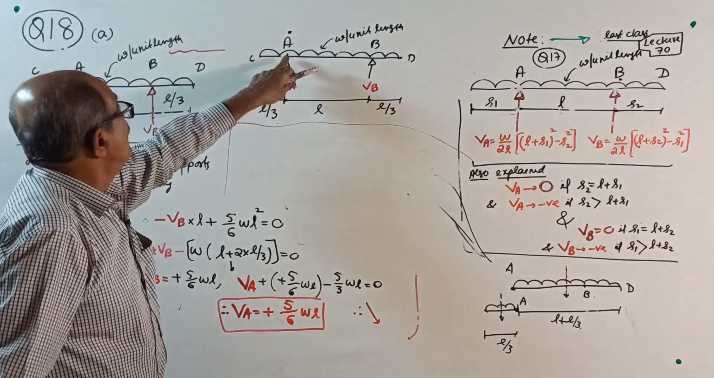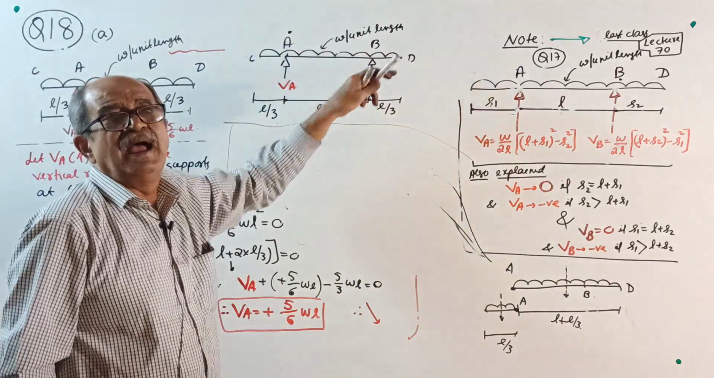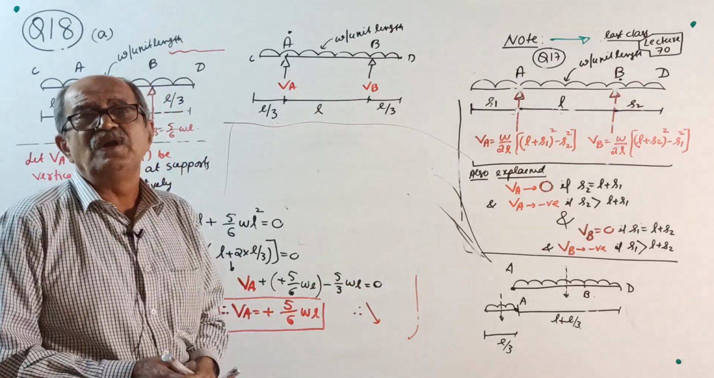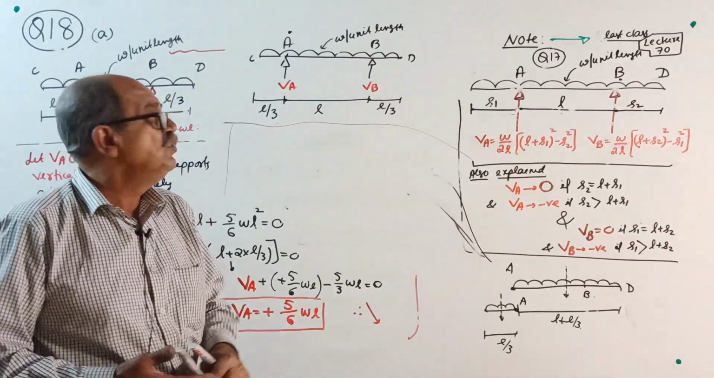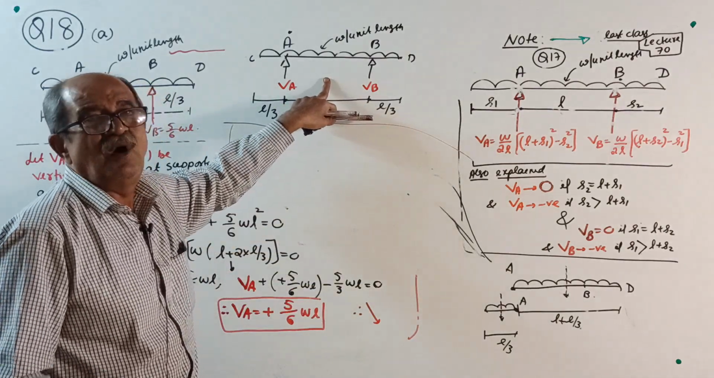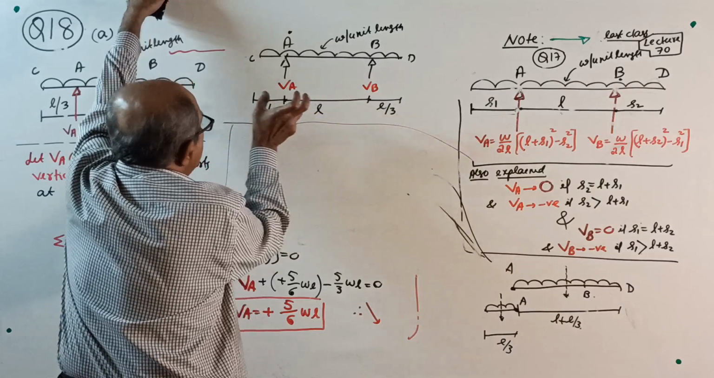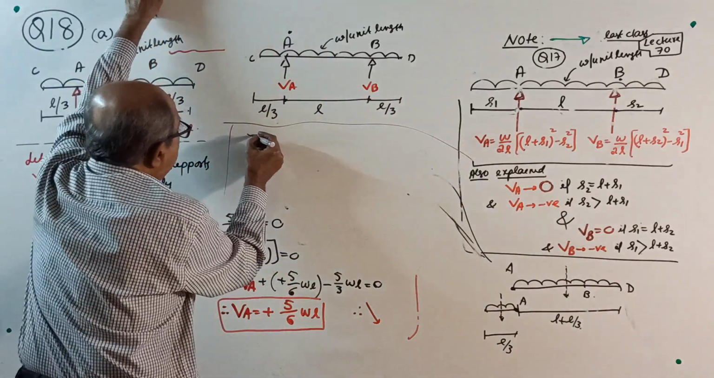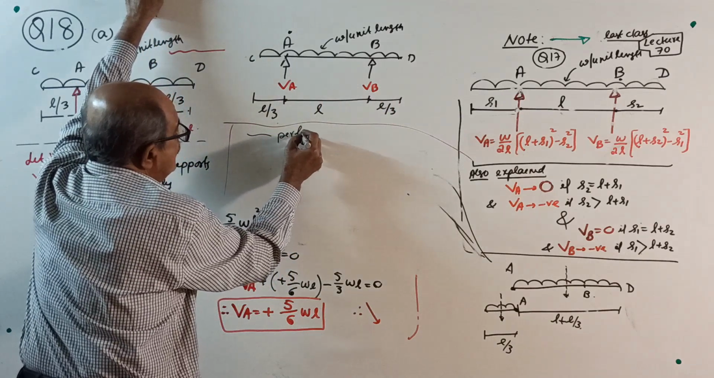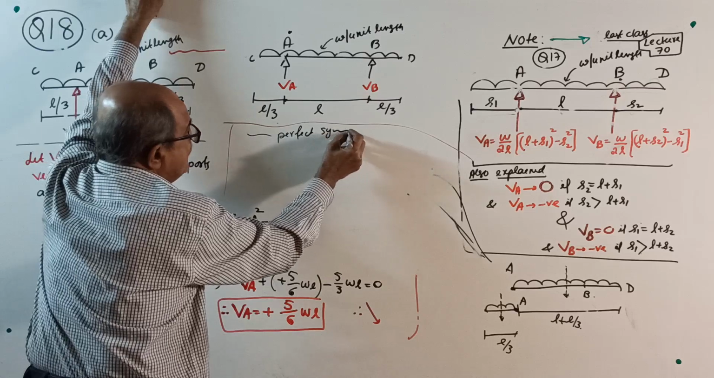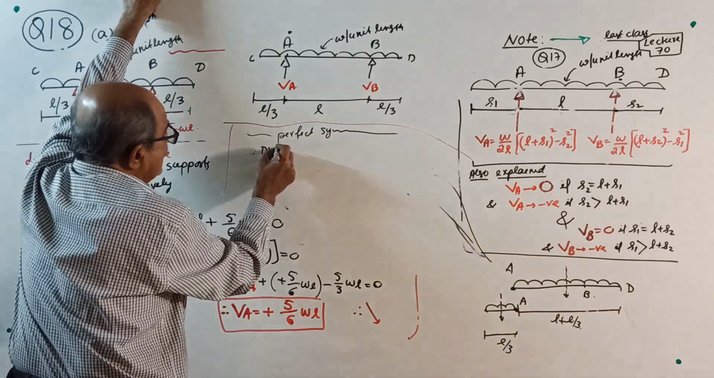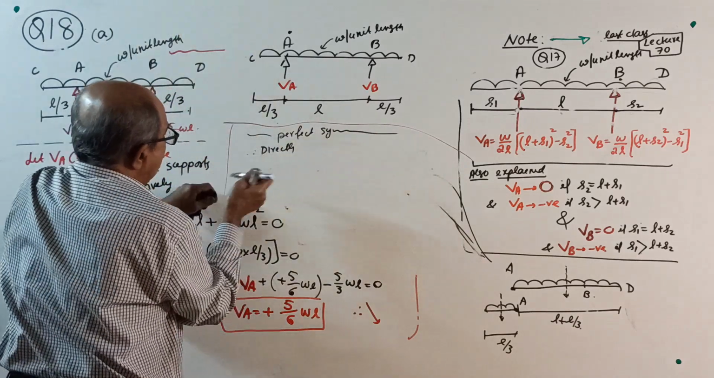Actually, for this beam we took moment about A, applied sigma M = 0, then sigma V = 0, and got the answer. But in future, when you want the reactions for such a beam, observe here: L by 3, L by 3. It is a perfectly symmetrical case. Therefore, do not waste time, you can go directly.